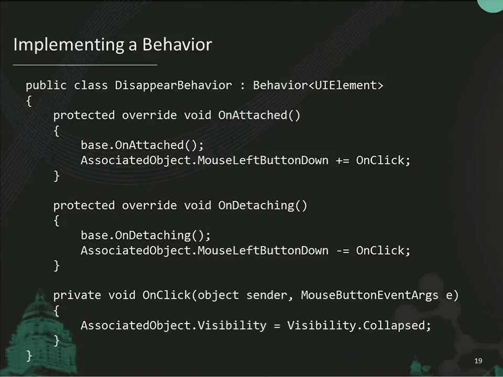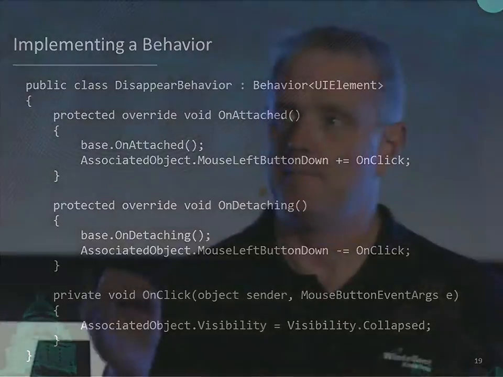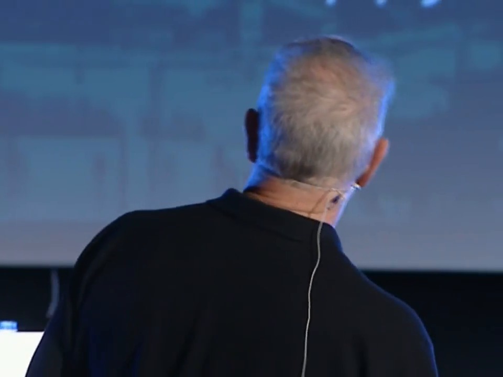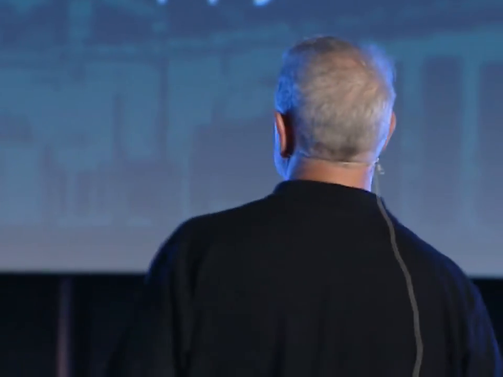And then if a designer in Blend attempted to drop that behavior onto, say, a rectangle rather than a grid, Blend would say, sorry, this behavior can't be attached to a rectangle. Now, when I derive from that behavior base class, I inherit a couple of really important virtual methods named onAttached and onDetaching.